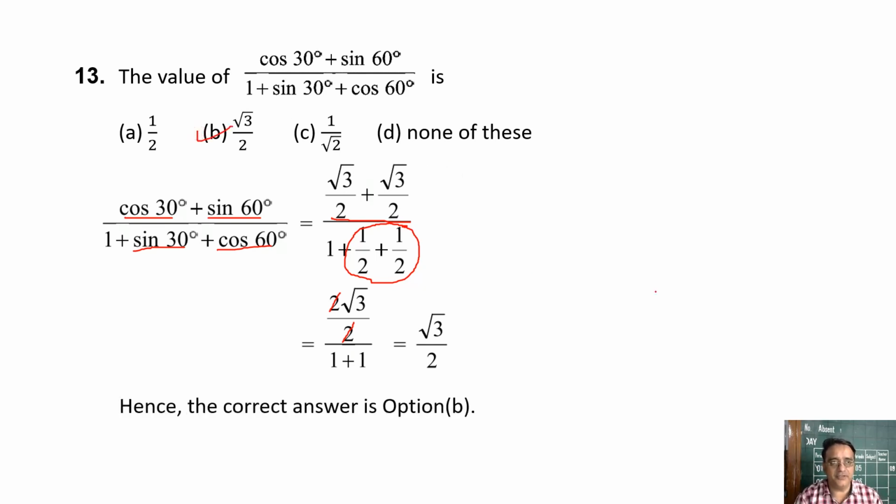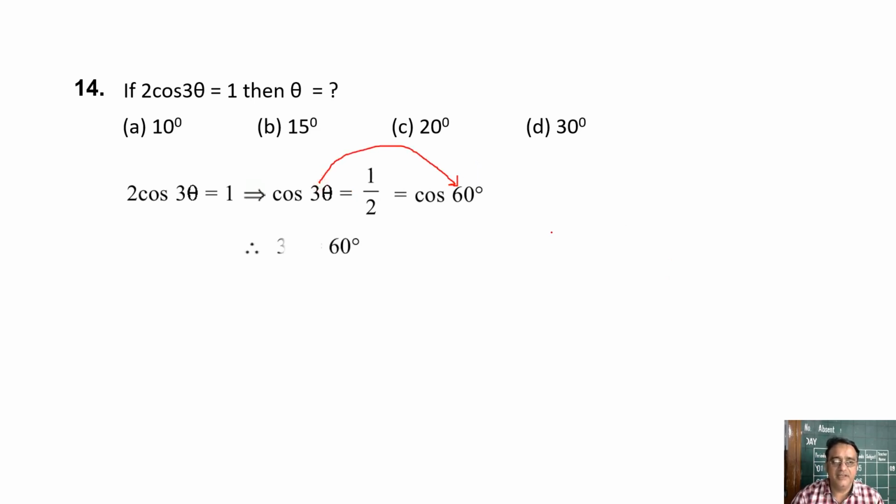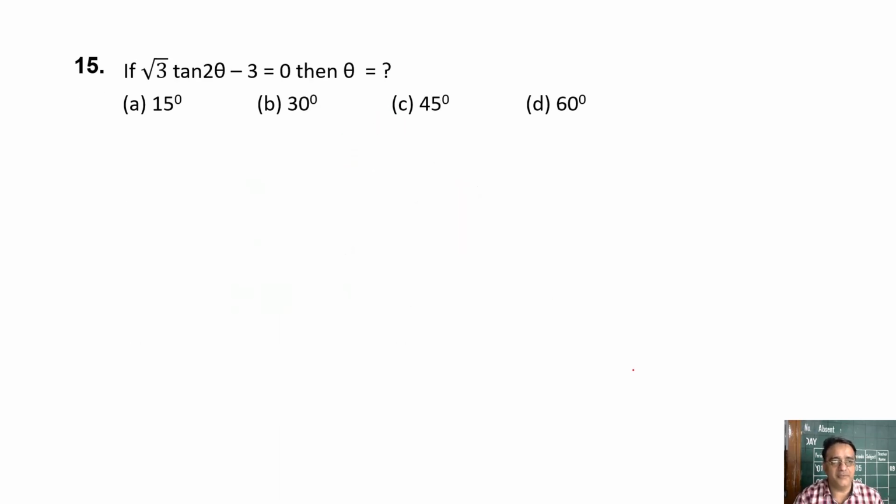So now the 14th question. If 2 cos 3 theta is equal to 1, then theta is equal to dash. First of all, what will be the value of cos 3 theta here? 1 by 2. And cos of 1 by 2 comes at which angle? 60 degree. Right. So now we will compare the angles. So 3 theta is equal to 60 degree. So what is the value of theta? 20 degree. Right. So the correct option is Option C. Right.